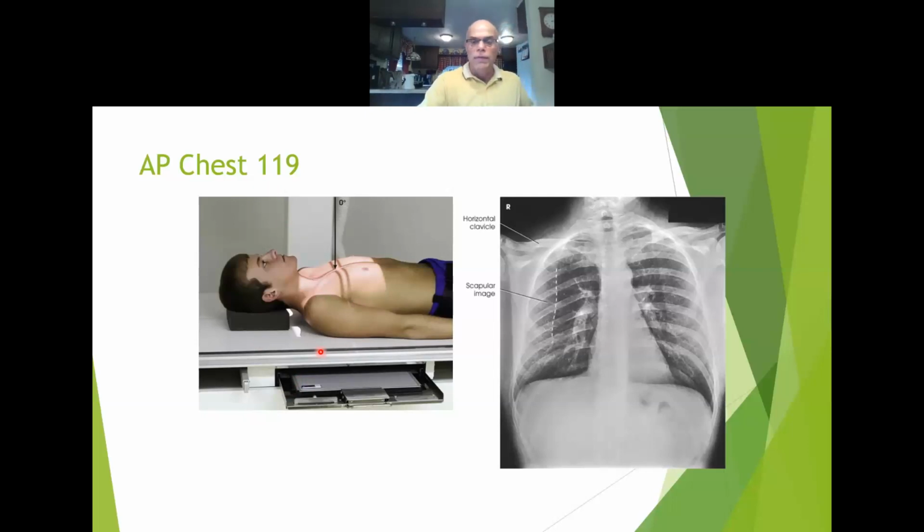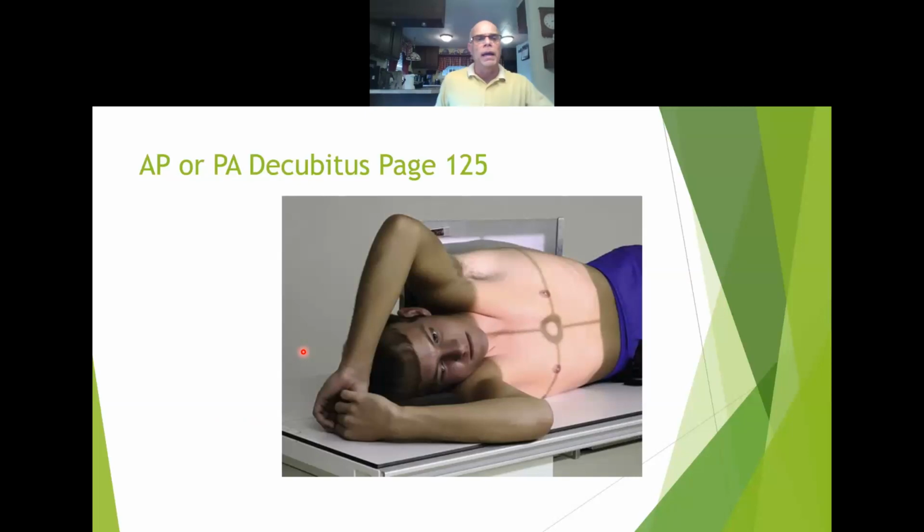Let's see if I got another slide. Okay, AP and PA decubitus is on page 125. This is done when a person cannot be done erect and you're looking for air fluid level lines, guys. This is a specialty view.